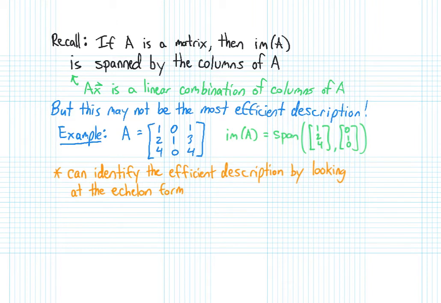And in general, the way to identify this most efficient description is to look at the echelon form of the matrix and see where the pivot columns are. And you take the columns that have pivots, but you take the columns in the original matrix, not in the echelon form. But at this point, you might feel like the language that we're using, efficient versus inefficient, isn't really precise. And so it would be good to pin down precise definitions to talk about these things.